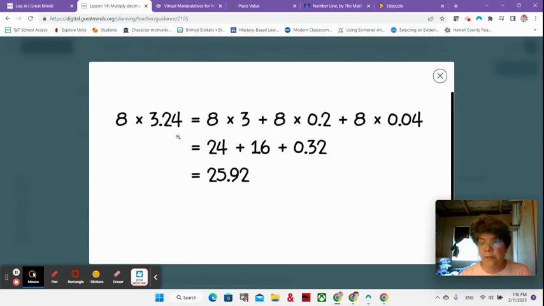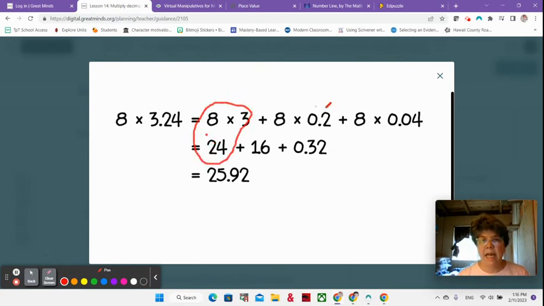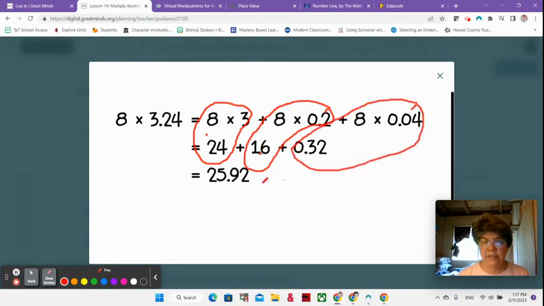But I wanted to show you this distributive property. 8 times 3 and 2 tenths, what we just did. You see 8 times 3? 8 times 3 is 24. And then 8 times 2 tenths is 1 and 6 tenths. The decimal got a little bit lost there. 1 and 6 tenths. And 8 times 4 hundredths is 32 hundredths. And then they added it all up together and got our same answer, 25 and 92 hundredths.